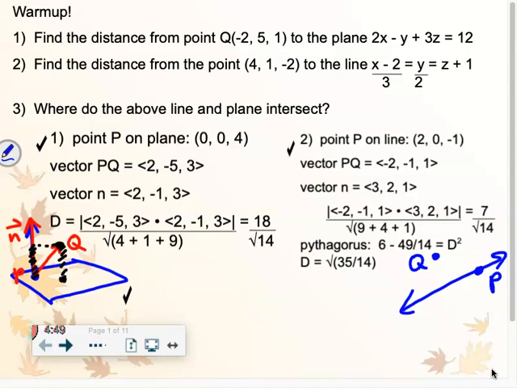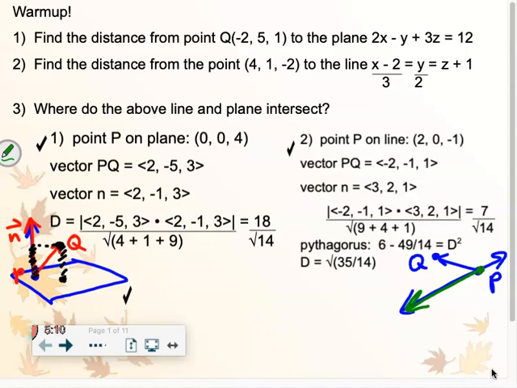So there's my point on the line. There's my point in space. I find this vector right here. I get -2, -1, 1 just by subtracting. Then I need the vector equation of the line, the direction vector for the line, which I'm going to point this way so it makes more sense. That vector right there, you get from your equation.